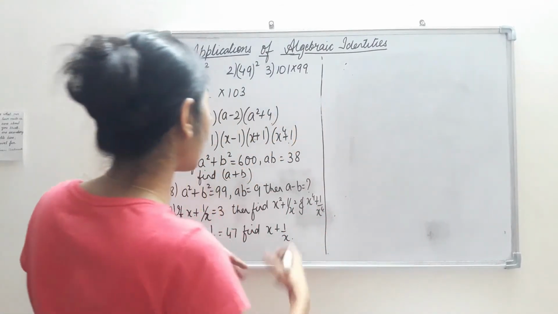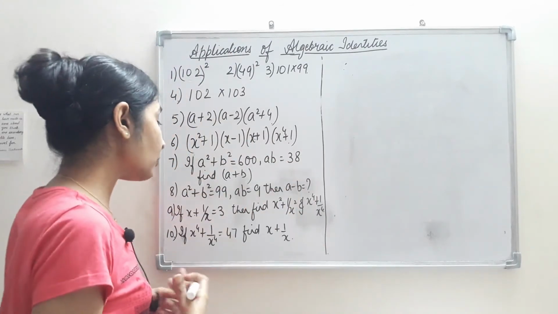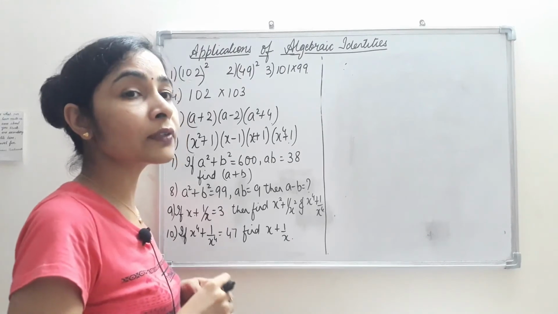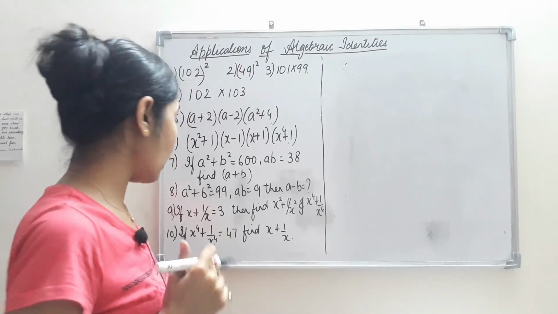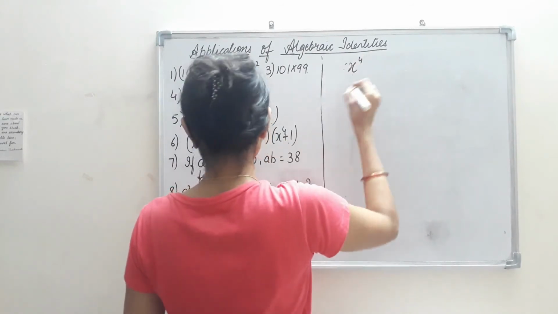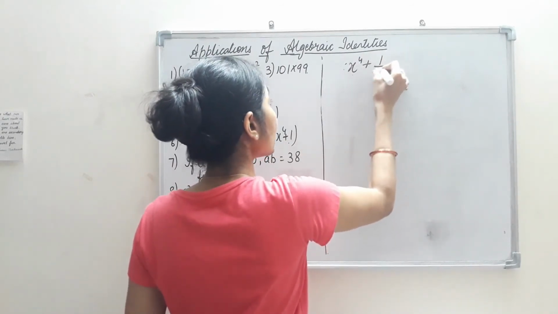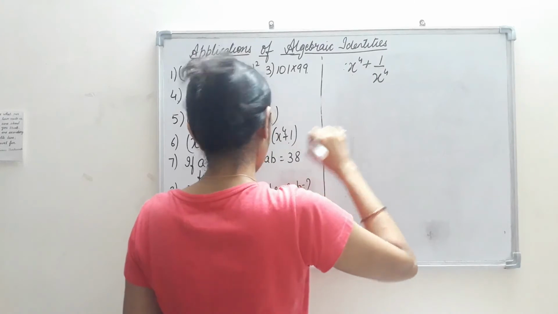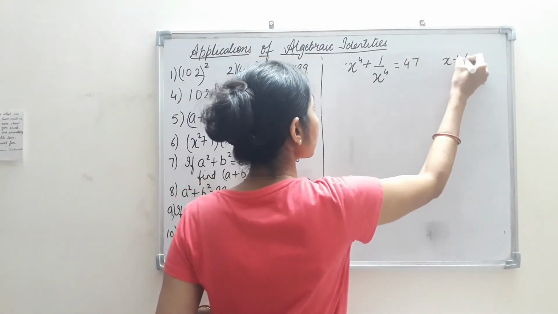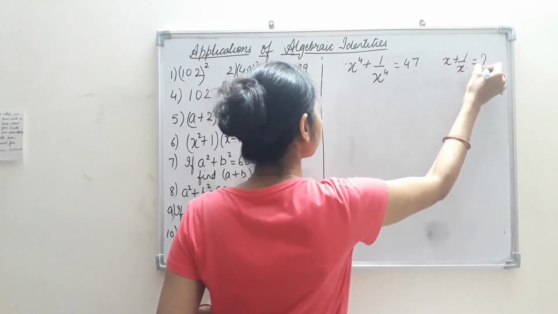First we were doing square. Now to find out the value of x plus 1 upon x, we will find the square root. Now let us see how we do that. We are given x raised to the power 4 plus 1 upon x raised to the power 4 is equal to 47, and we are supposed to find out the value of x plus 1 upon x.